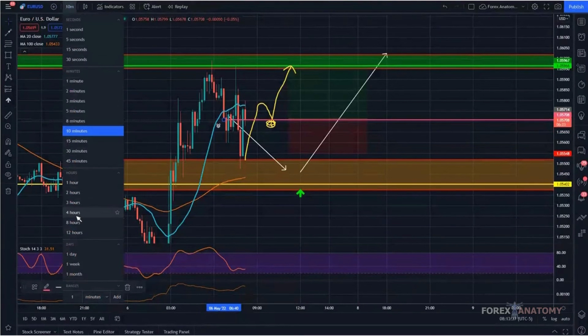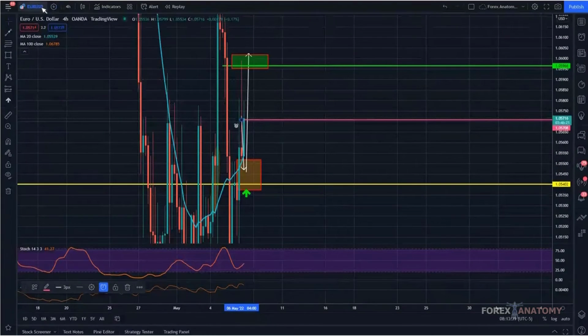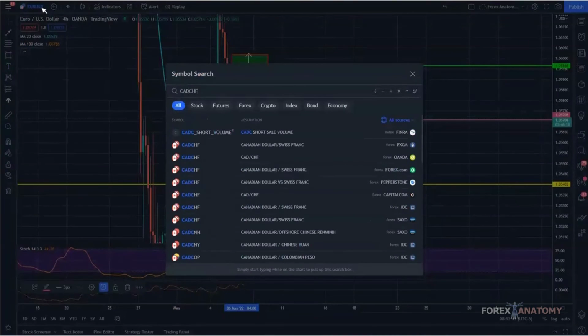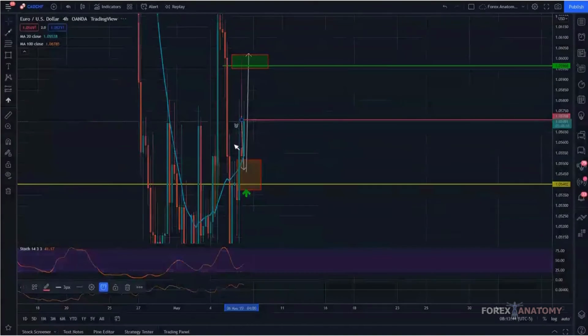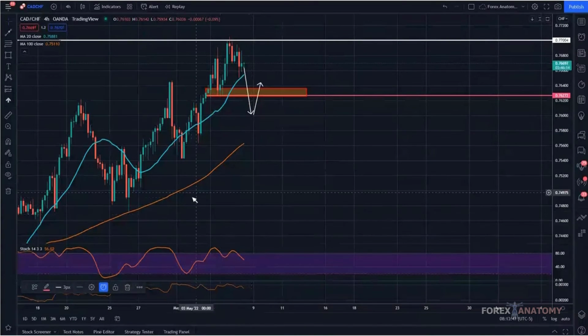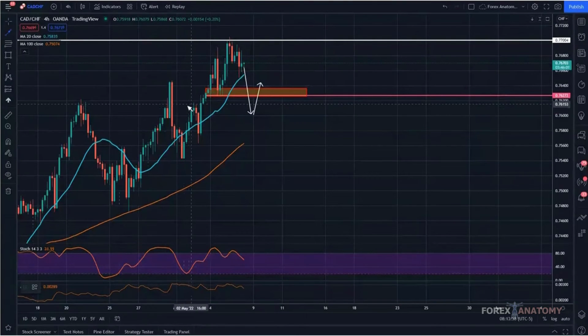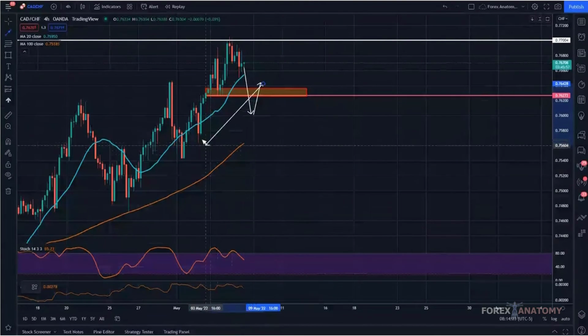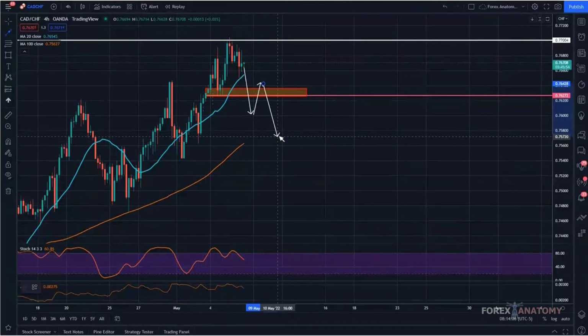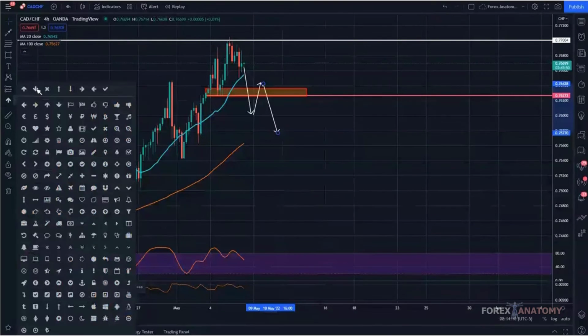So let's go back up there to the 4-hour CAD Swiss franc, and let's see. In this particular case, we want to wait for this to happen. Once price retraces up into this area, we want to look to sell on bearish confirmation and trade this to the downside, possibly to this structure area right here. That's what we're going to look for. We're going to look for something like that to form.